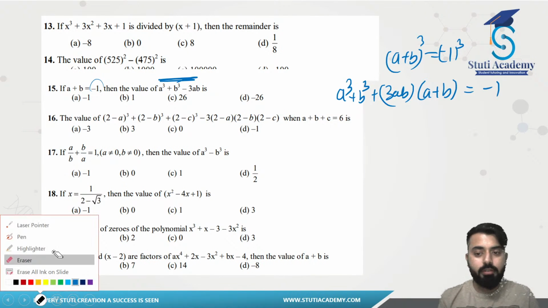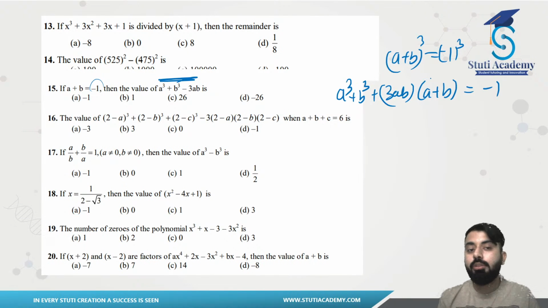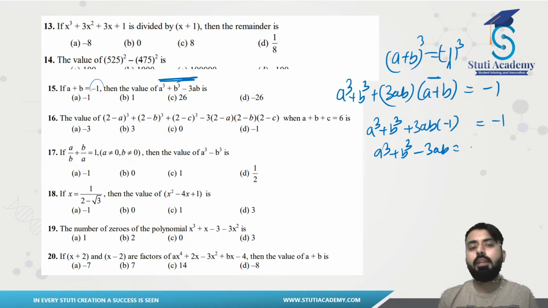You see, we have to find that value. I know a plus b is minus 1. So if I put it here, I have a cube plus b cube plus 3ab into minus 1, which is equal to minus 1 itself. So a cube plus b cube minus 3ab will be minus 1. So your final answer will be minus 1 itself. That is the whole point here.